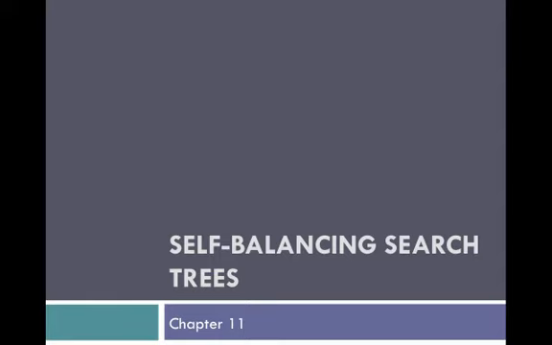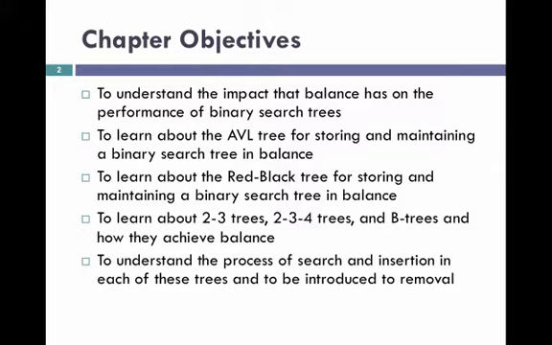Chapter 11 covers self-balancing search trees. Now, the objectives of the chapter are to understand the impact that balance has on the performance of binary search trees. We'll learn about the AVL tree for storing and maintaining a binary search tree in balance. We'll learn about red-black trees. We'll learn about 2-3 trees and 2-3-4 trees and B trees and how they achieve balance. And to understand the process of search and insertion in each of these trees and to be introduced to removal.